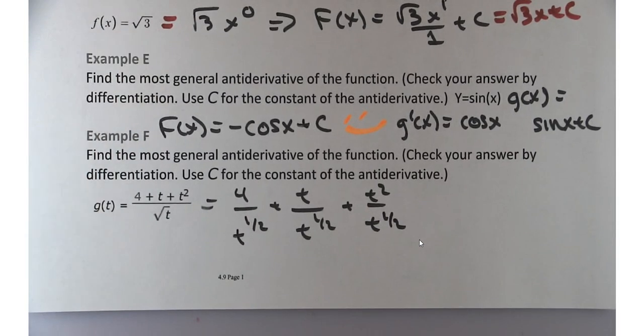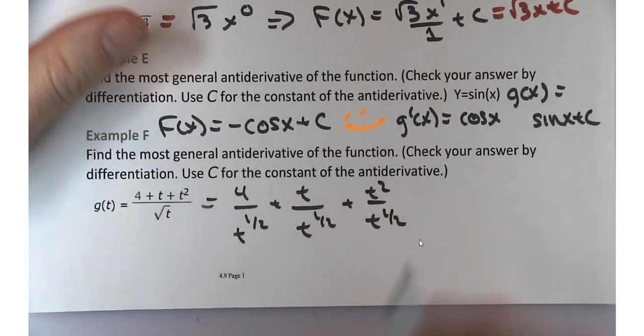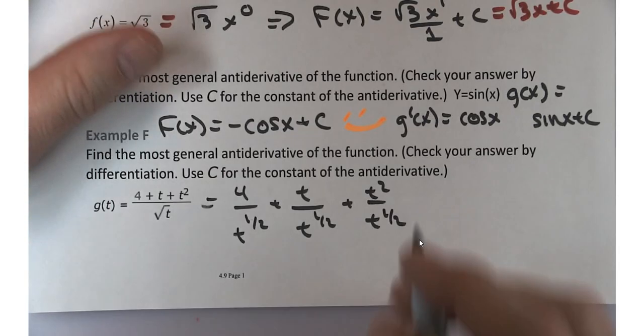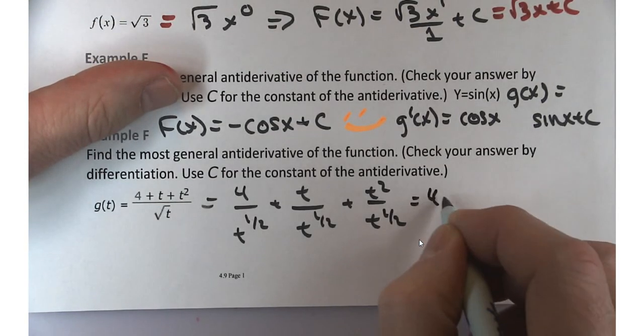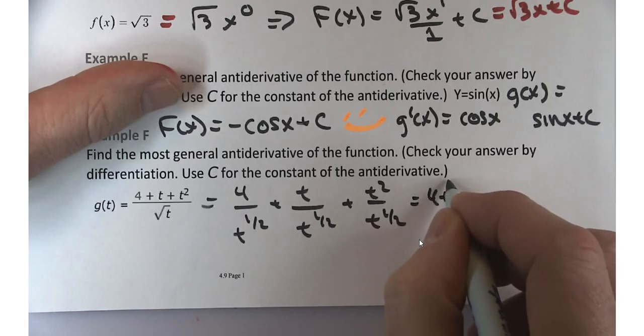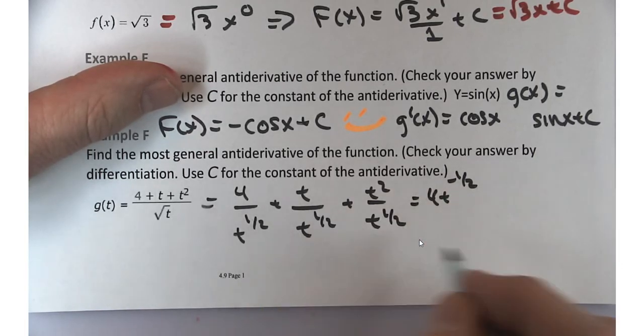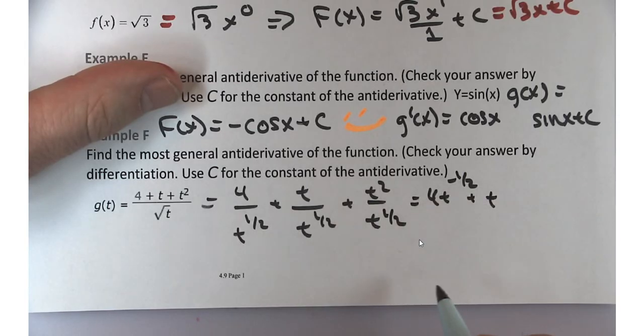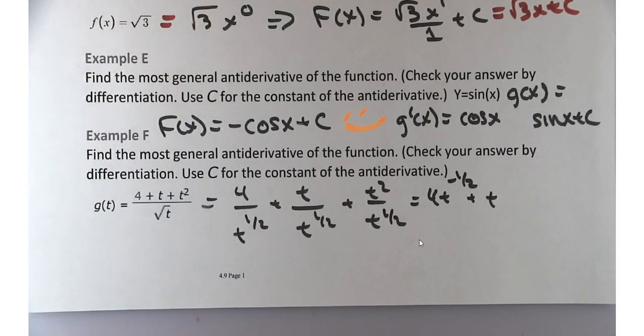What should I do next? I have a question. Could you just do the thing we were talking about before, like rewriting the t to the 1/2 as a negative power? Well, say right here I'm going to write this as 4t to the negative 1/2. But how about the middle term? What should I write there? Is there anything I can do here?